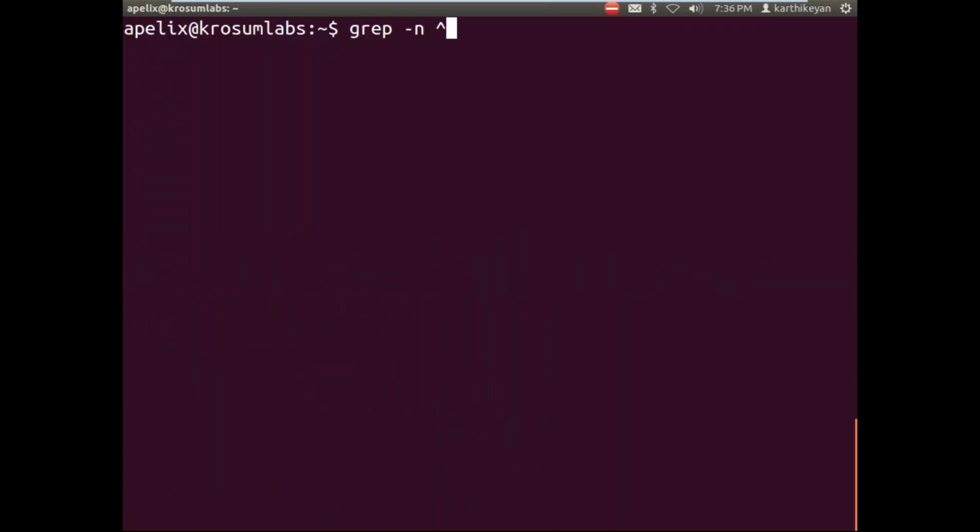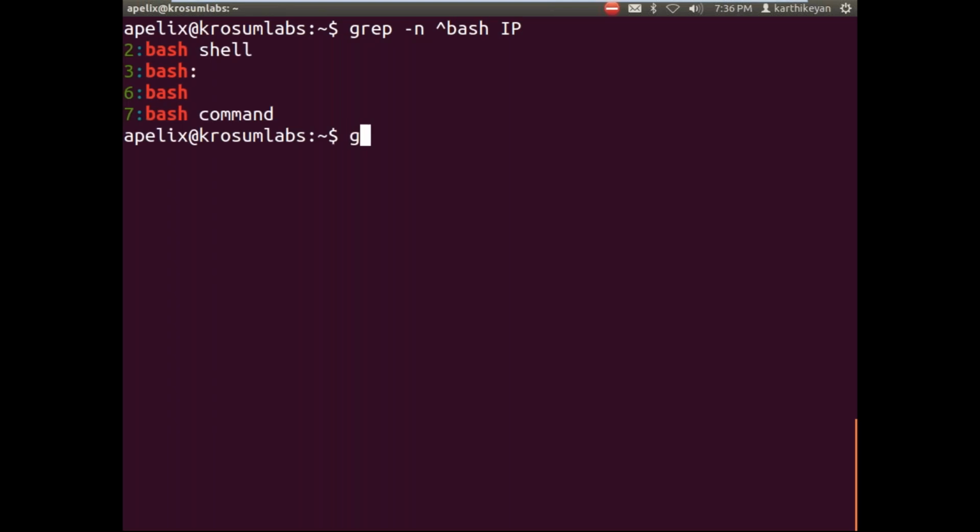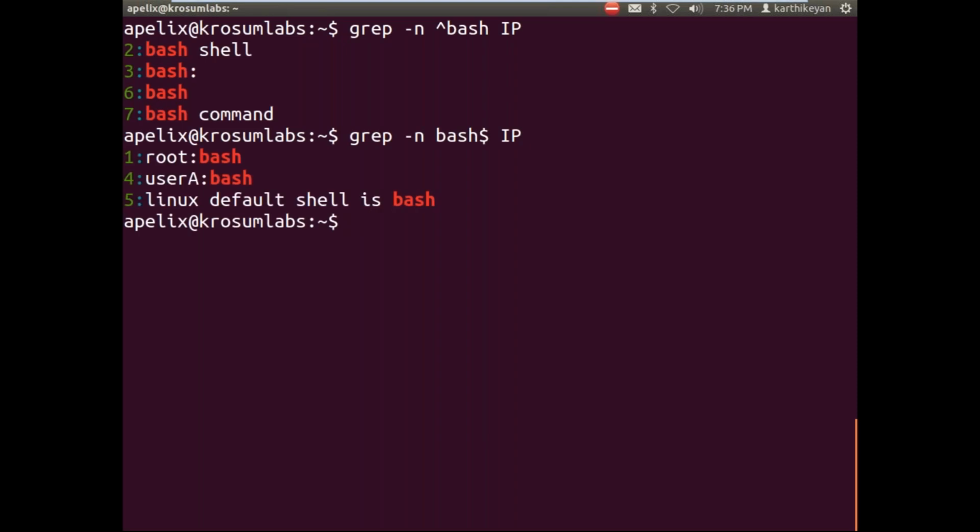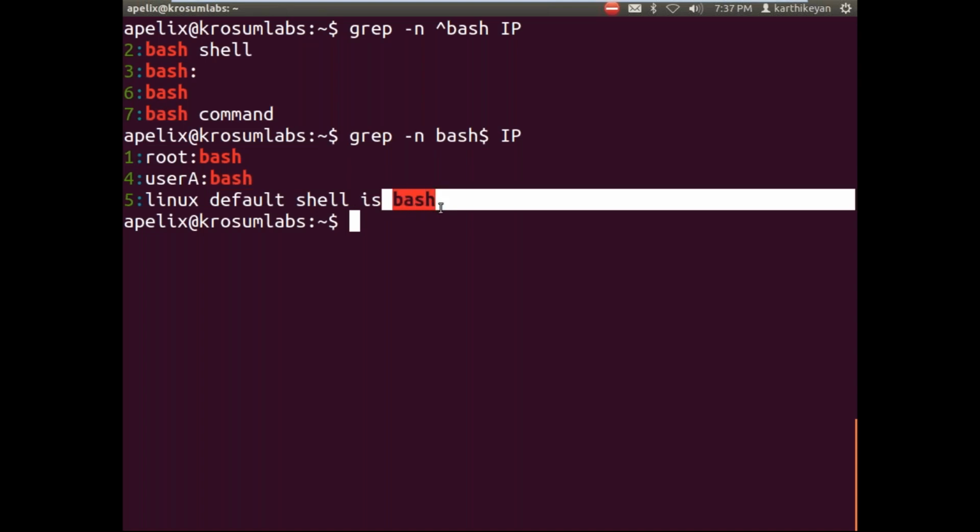Line starts with bash, followed by the input file. Similarly, to find a line that ends with bash: line ends with bash. Here bash is at the end of the line, with the last one. Line ends with the bash notation. It's not matching the line starting. So the anchor followed by the pattern means line starting, and the pattern followed by dollar means line ends with. Line starting, it can be anything; line ends with this pattern.